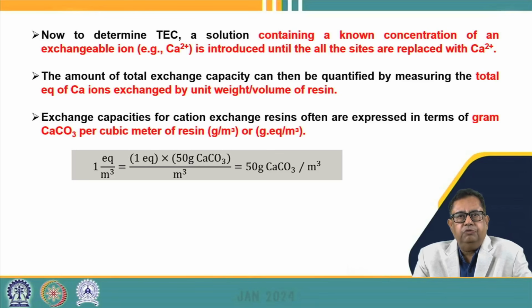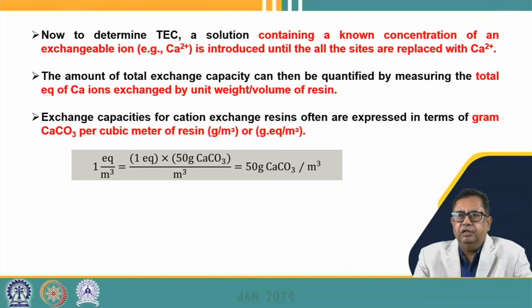So we should know the initial concentration of the calcium ions, which is introduced into the resin column. The calcium ions replace the sodium ions or the H plus ions present on the resin, and then we measure after the operation is stopped, that is, when the resin becomes exhausted, when all the sites are exchanged by calcium ions.